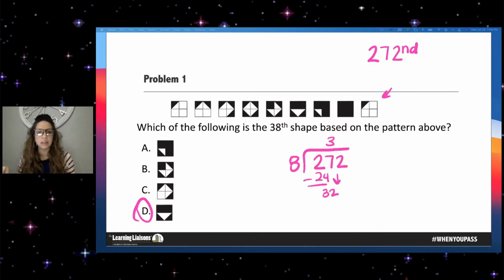Of course, I picked an answer that's divisible by 8. I did not do that on purpose. 8 goes into 32 4 times. That means that we don't have a remainder, which means that literally the 272nd shape would be the 8th shape because that's the end of my cycle. So that would be my shape because it doesn't have a remainder. So I'm going to land right there.